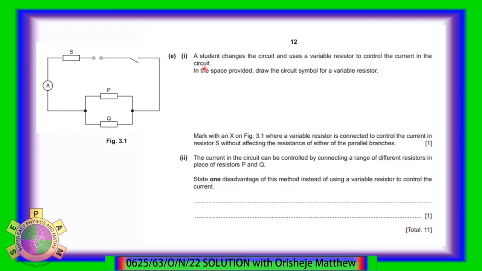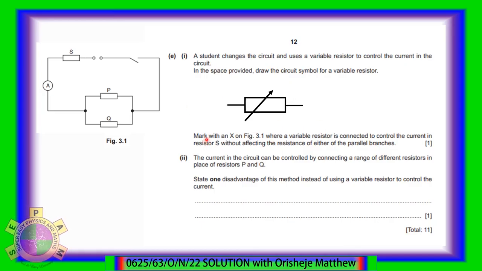Now, a student carries out a change in the circuit and uses a variable resistor to control the current in the circuit, so a rheostat. Now, in the space provided, draw the circuit symbol for a variable resistor: a rectangle with an arrow piercing it. So this is the symbol for a variable resistor.